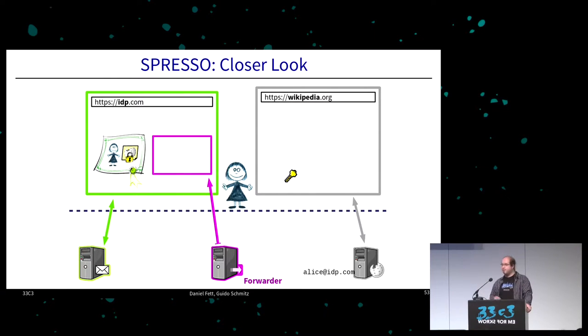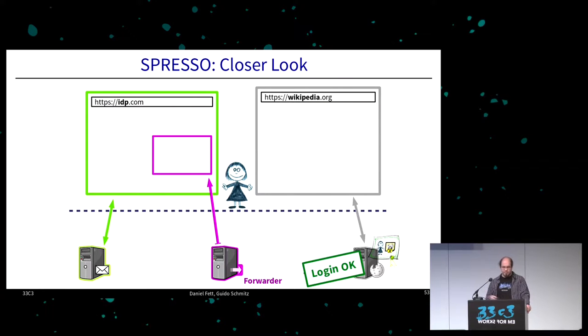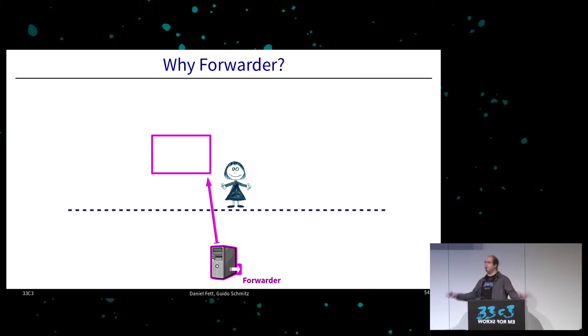which serves just a single static JavaScript file. And this is loaded in an iframe in this login dialog. This iframe gets the user assertion, and it also gets the key. And now it can decrypt the tag, look who is the intended receiver, and then it sends over the user assertion to the window of the relying party, which forwards it to the server of the relying party, who can then check if everything is all right and consider the user to be logged in. So why do we need this forwarder? At first it may look strange.